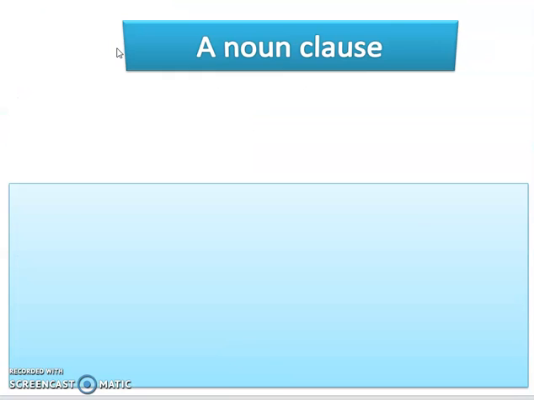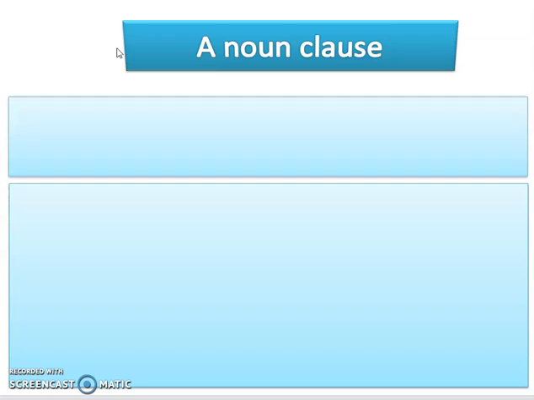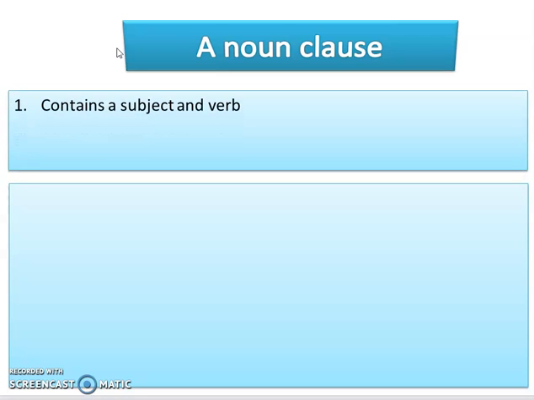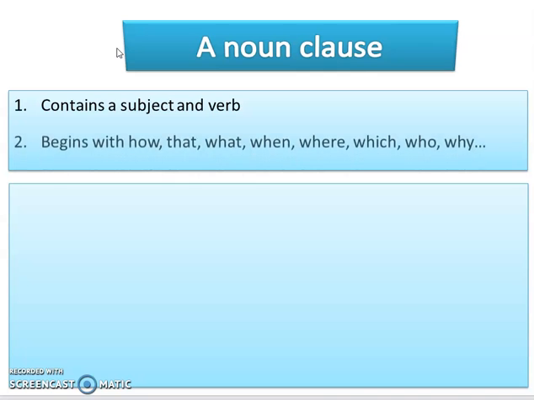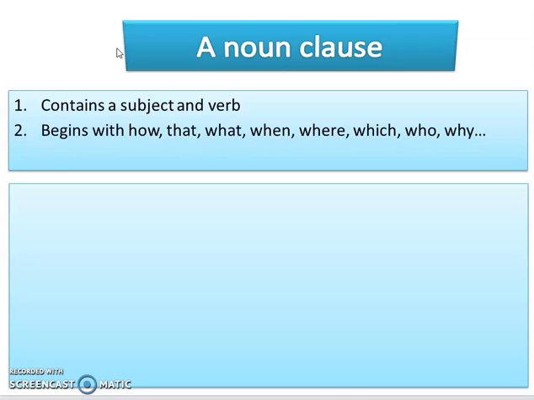The first type is the noun clause. The noun clause contains the subject and the verb like any other type of clause, because we said before that the clause must contain a subject and a verb. It begins with one of the following words like how, that, what, when. We have more. That's why I put three points here. And it functions as a noun. And we all know that the noun can be a subject, an object, or object of preposition.